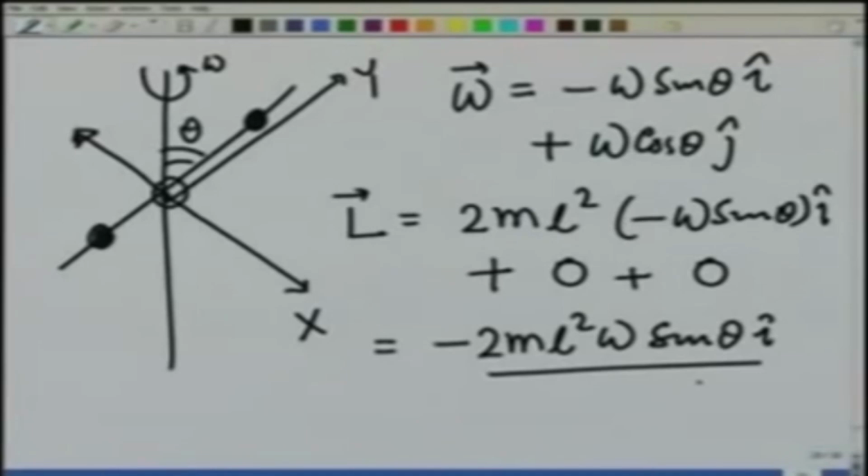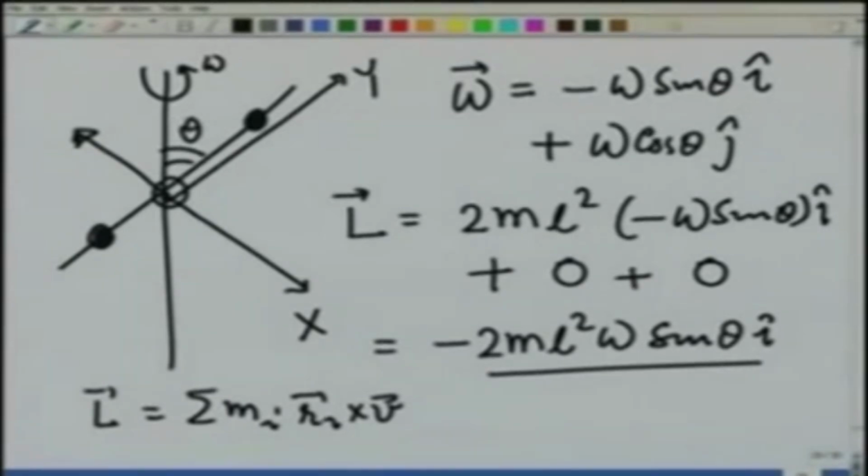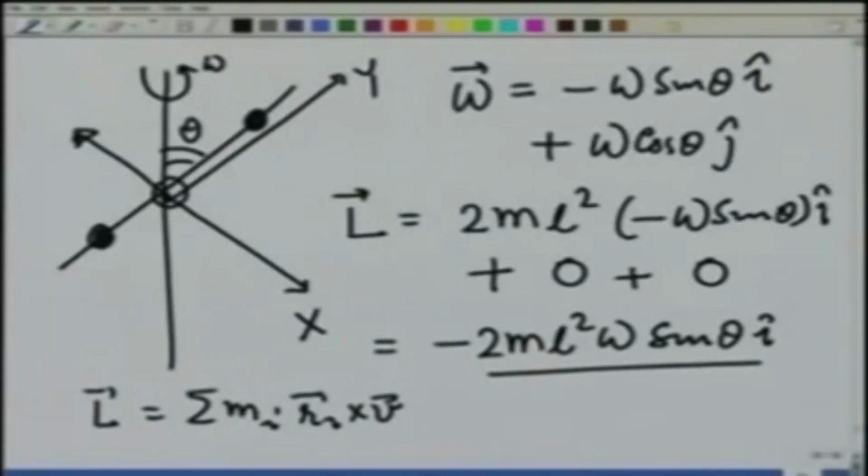I recall from the first lecture, this really comes out to be the value of L, because if I calculate L by summation m_i r_i cross v, v for this mass is going into the screen with the speed omega L sine theta, and r is L, and therefore you get the answer. The angular momentum comes out to be m L square omega sine theta for each mass. For this also it comes out to m L square omega sine theta, both pointing in the negative x direction. So, this really is the answer.